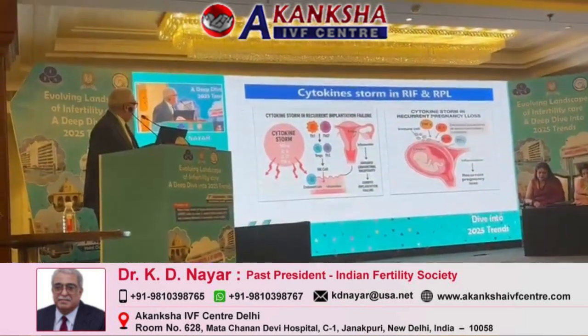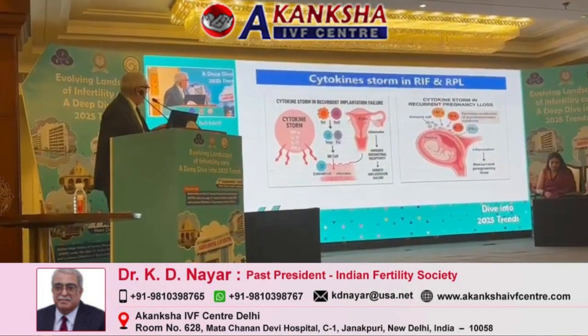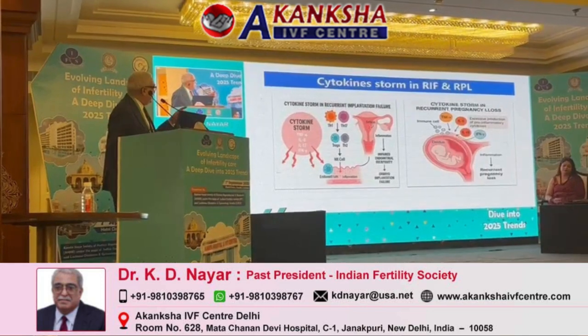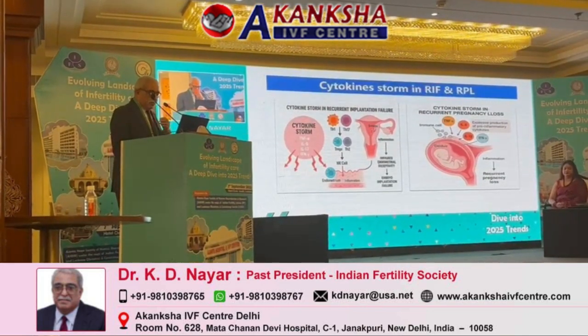In recurrent implantation failure, the cytokine storm is happening at the local level, at the site of implantation. And in the case of recurrent pregnancy loss, the cytokine storm is happening in the placental tissue.